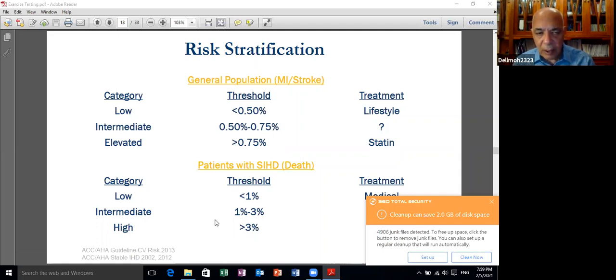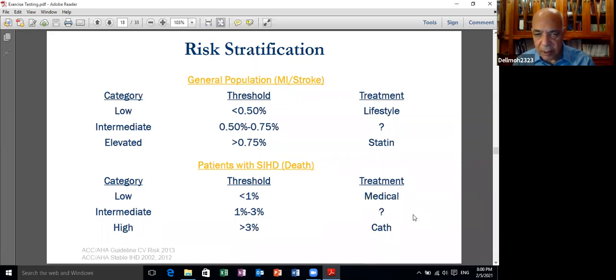And the low risk category has an annual mortality, this is the end point I said, death, of less than 1%, the high risk more than 3%, and the intermediate in between. And depending on that, you can choose medical treatment for the low risk category, send patients to the cath lab in the high risk category, and individualize the therapy in patients with intermediate risk.